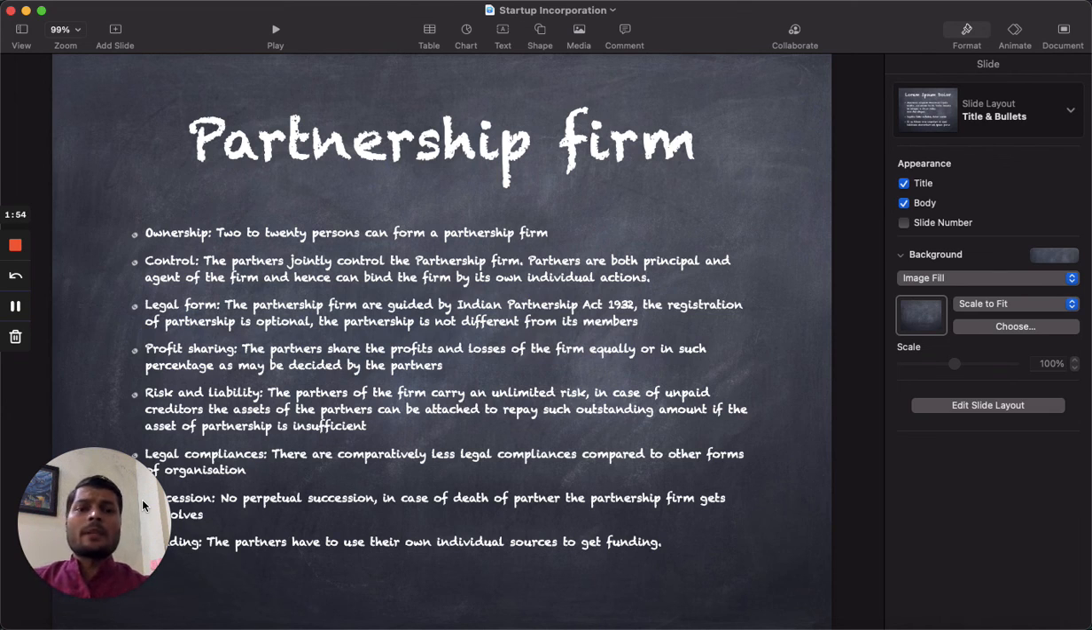The legal form is no different from the partners. That means the partners and the partnership firm are one and the same. Profit sharing is in the ratio which the partners decide upon and write down. Risk and liability, as I've already said, is unlimited. Legal compliances are limited. The major compliances are only the income tax return and the local compliances with regard to the Shop and Establishment Act.